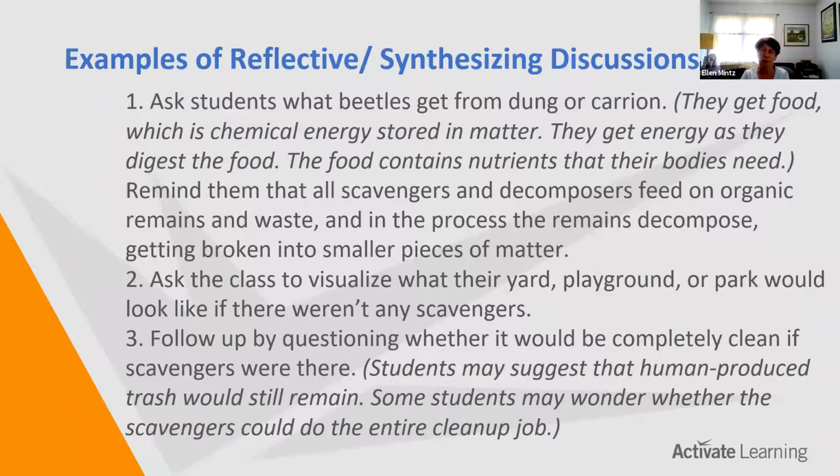They have been exploring food chains and webs in ecosystems and are focusing on the scavengers and their role in those webs. So question 1 says, ask students what beetles get from dung or carrion. Remind them that all scavengers and decomposers feed on organic remains and waste, and in the process, the remains decompose, get broken into smaller pieces of matter.